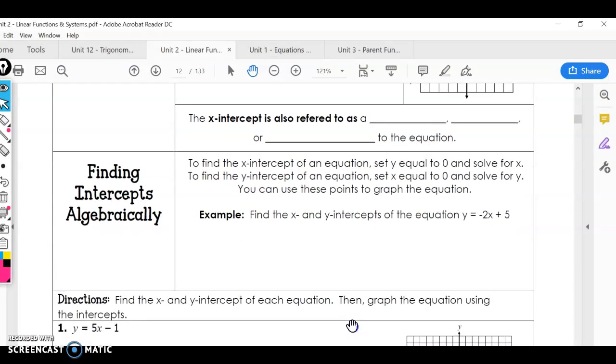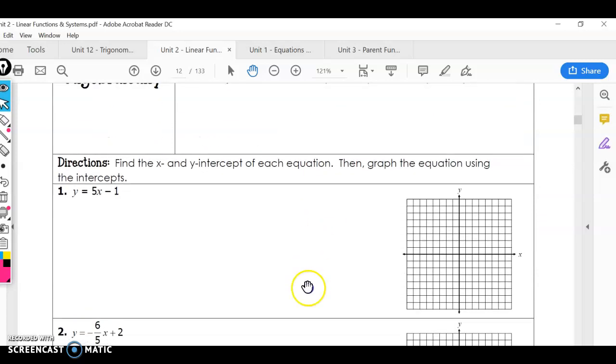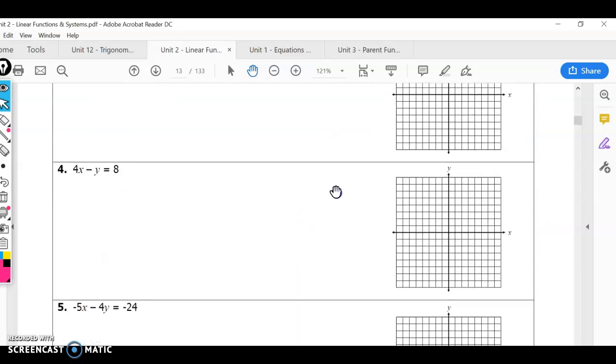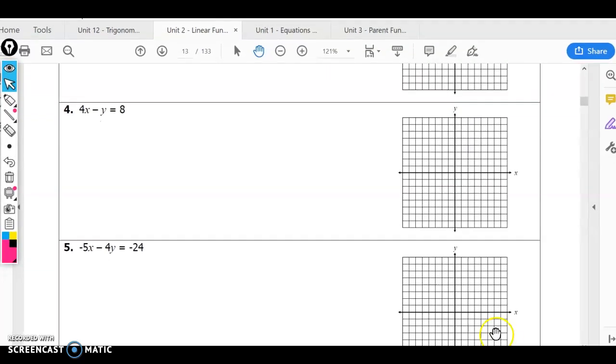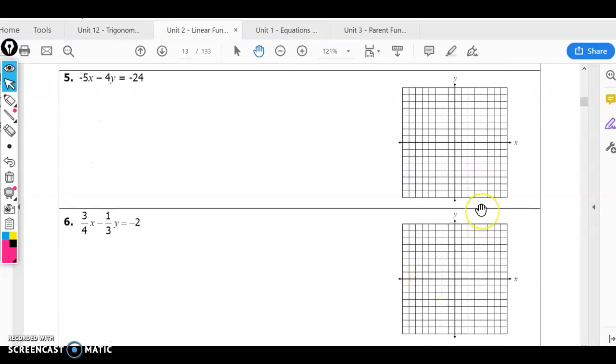If you want, you can totally just continue working on some of these problems in the next couple of pages, graphing these, putting them into slope-intercept form, and also finding x and y intercepts. Maybe try this fraction problem here in number 6.